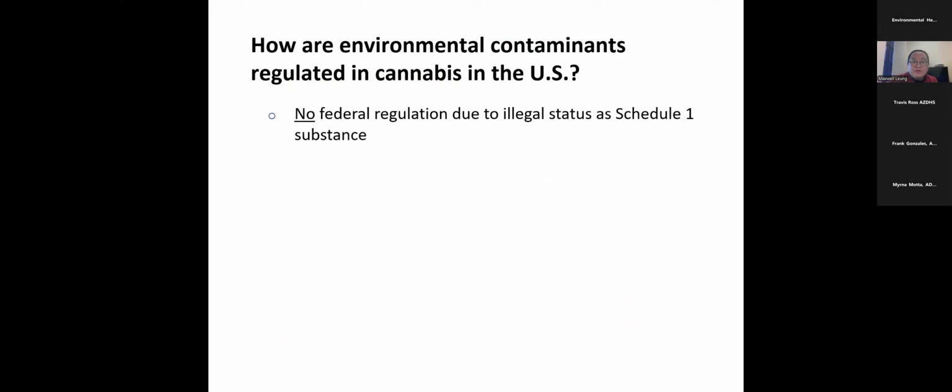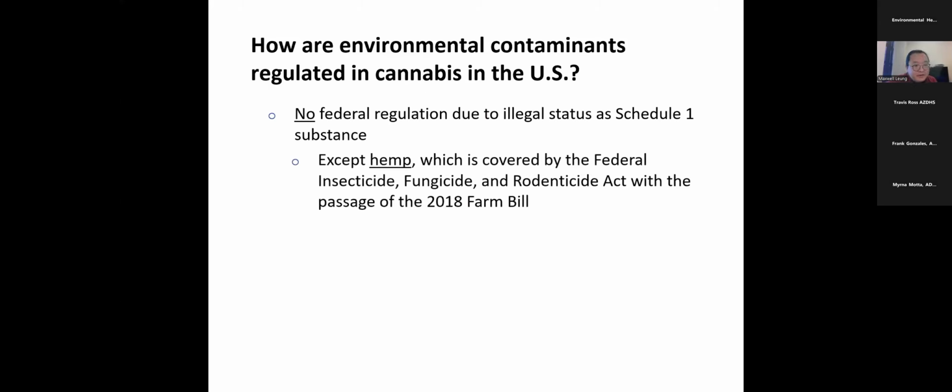Okay, so how are environmental contaminants being regulated in cannabis in the US? Now, first of all, for the category of contaminants that I've talked about, there's no federal regulation, because of the Schedule I status of drug-type cannabis. This is different for hemp, because after the passage of the 2018 Farm Bill, hemp is covered by the Federal Insecticide, Fungicide, and Rodenticide Act, FIFRA. I think many of you in this audience know what it is.